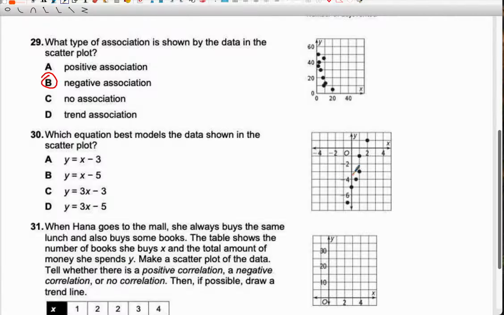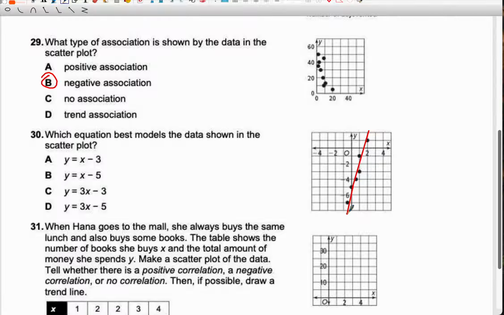So 3x minus 3, well, we didn't like minus 3 a minute ago because it put too many below the line, and I think this one makes it even worse. There's too many below the line. They're all below the line. So we don't like that. So by process of elimination, we've gotten it down to this one. So 3x plus 5, or 3x minus 5.